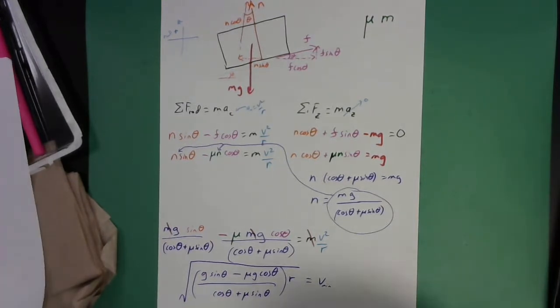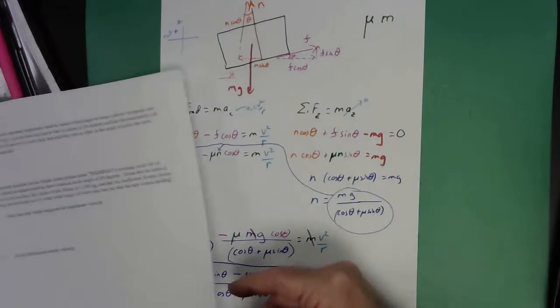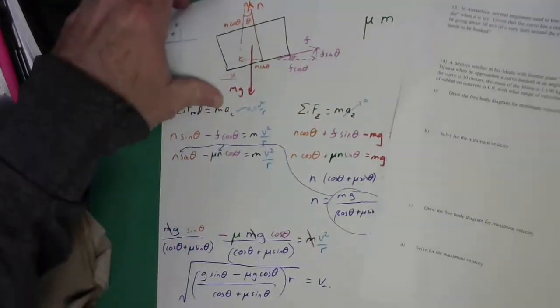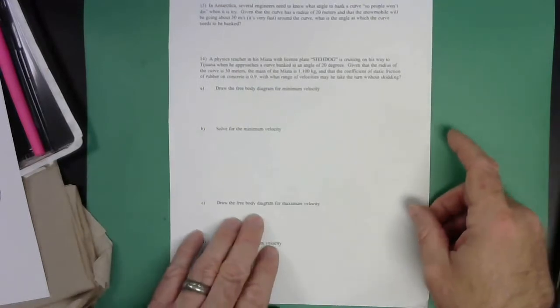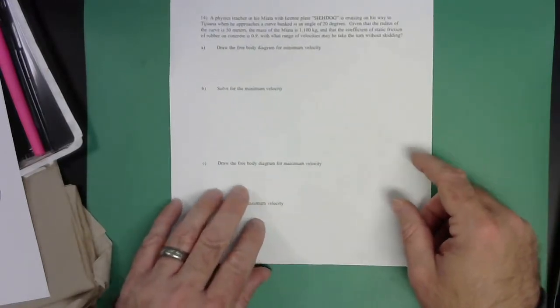Okay, something you might not expect could happen unless you really thought about it. But yeah, it turns out there is no minimum speed. Okay, it can go 0. All right, now it wants to know, okay, hey, what's the free body diagram? What if I'm going at maximum speed to go around the curve?